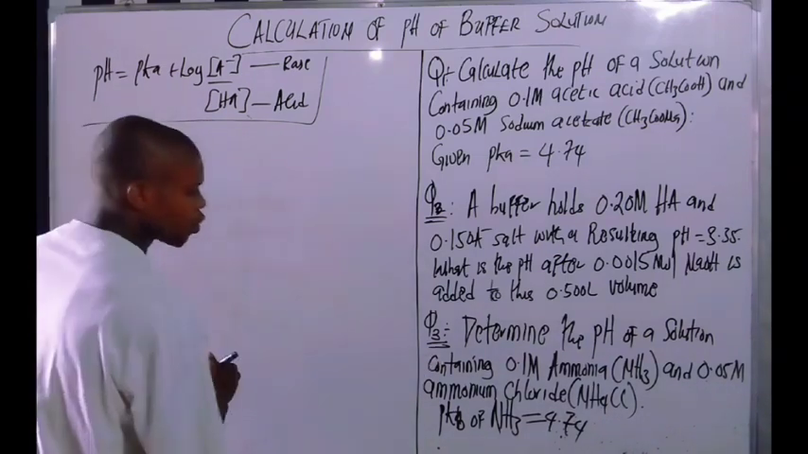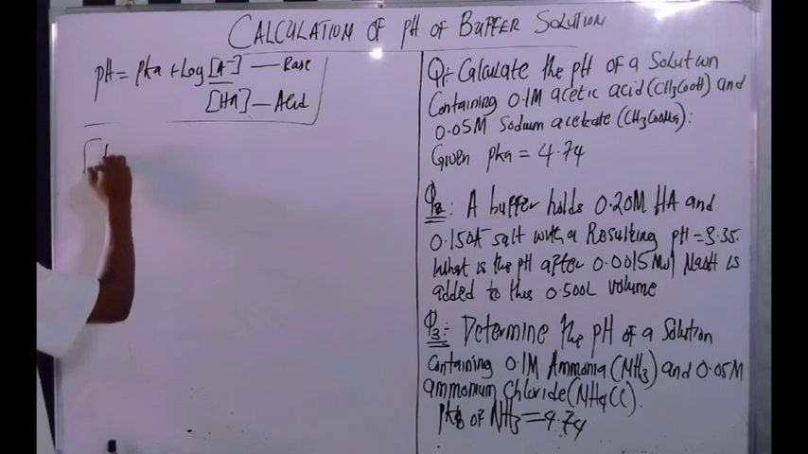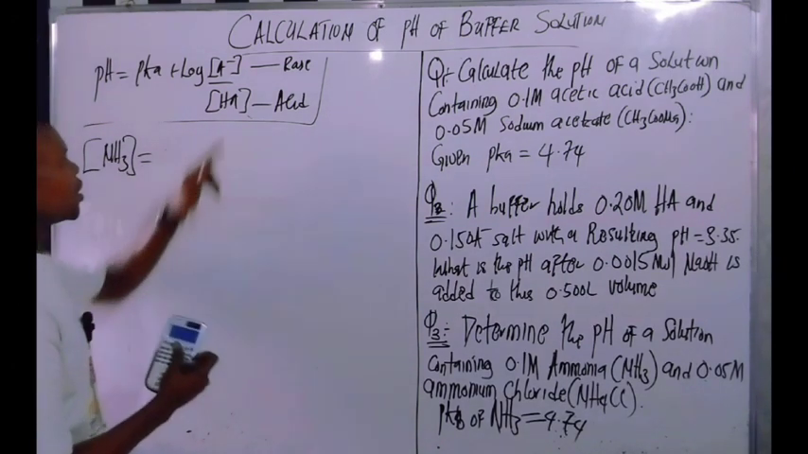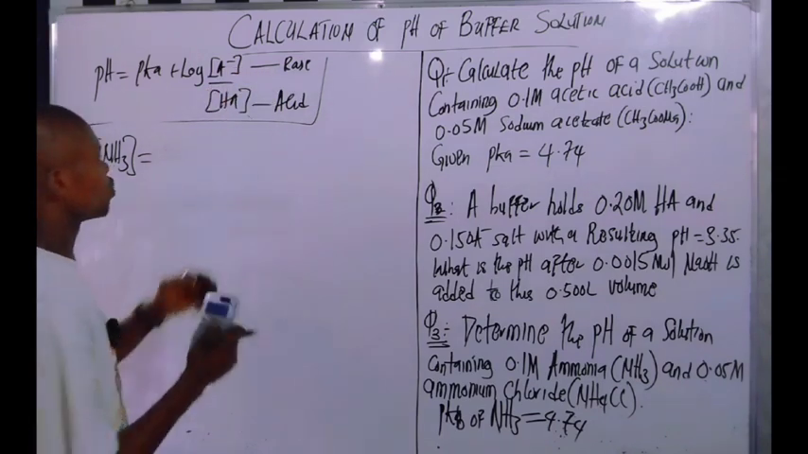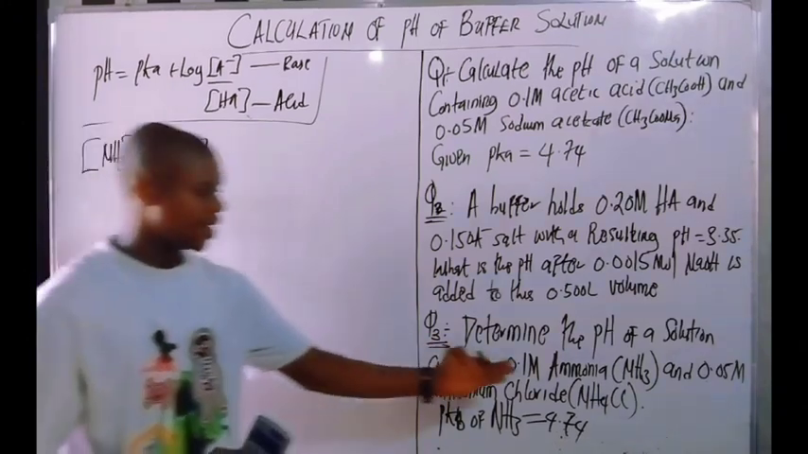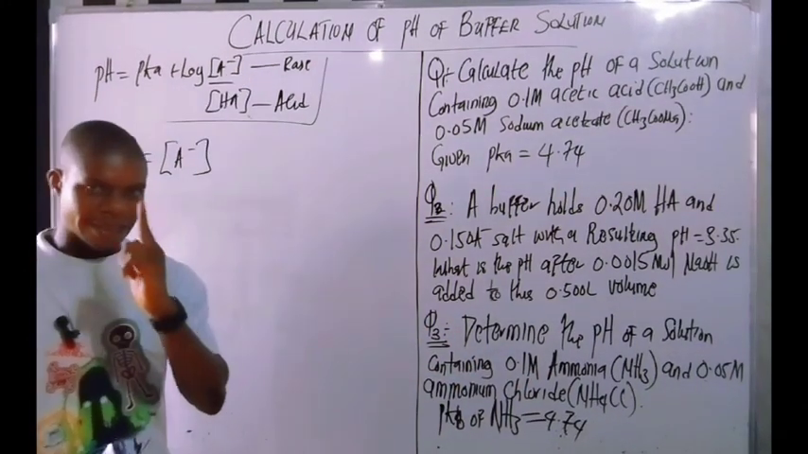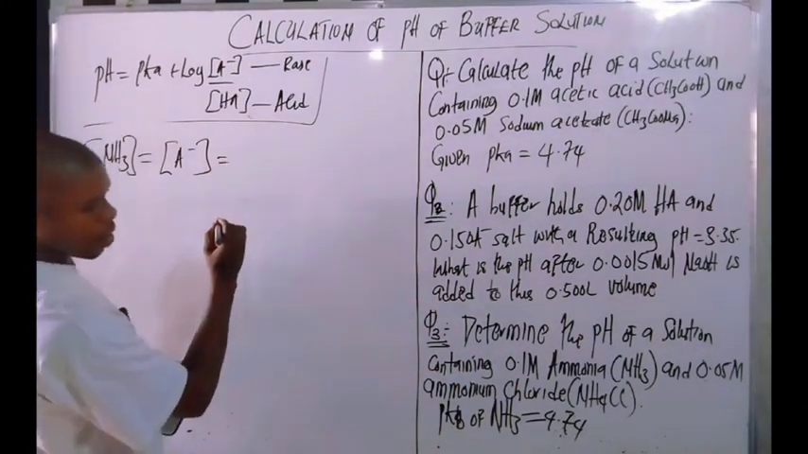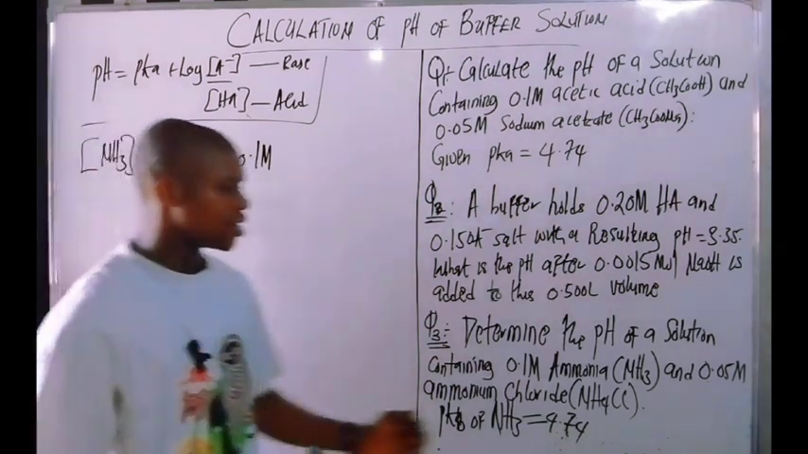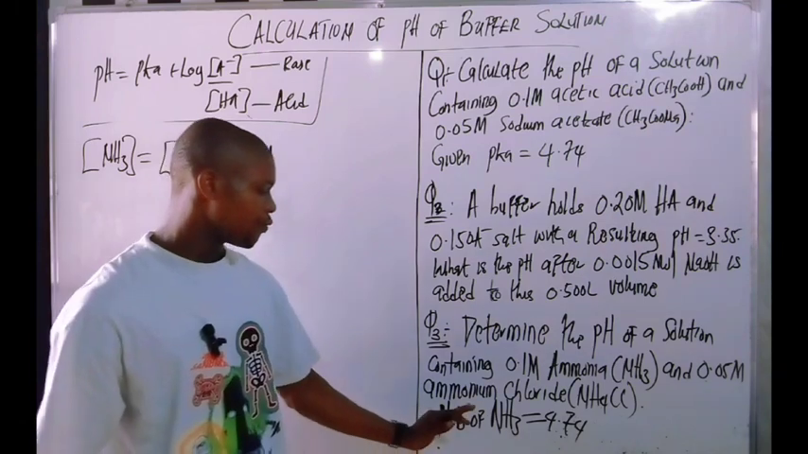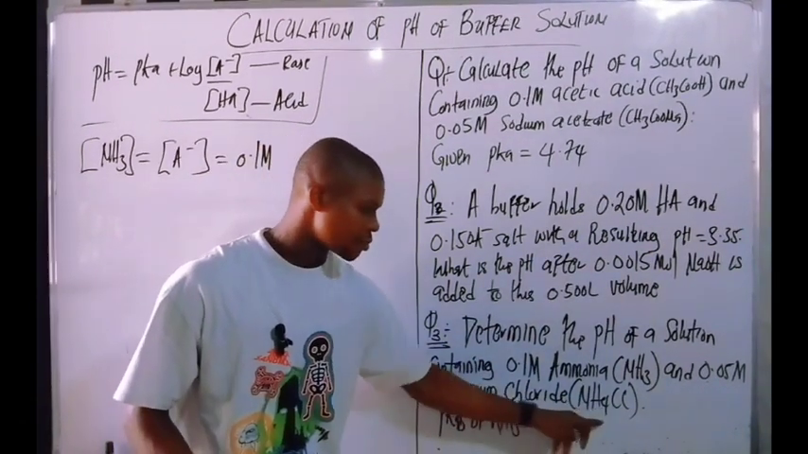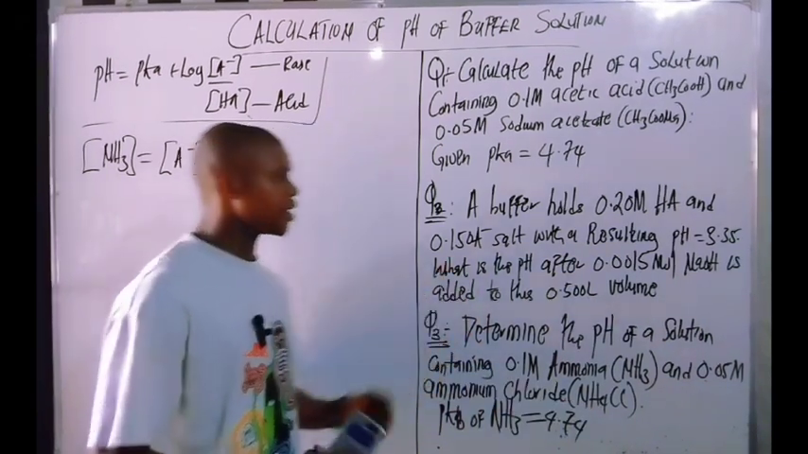Now, the concentration of the ammonia, NH3, is the base. So it is the concentration of what would be A minus. Ammonia is a base here. Understand this here. So it is going to be equal to 0.1 molarity. And 0.05 molarity of ammonium chloride. Ammonium chloride is the acid. Do you know the reason why?